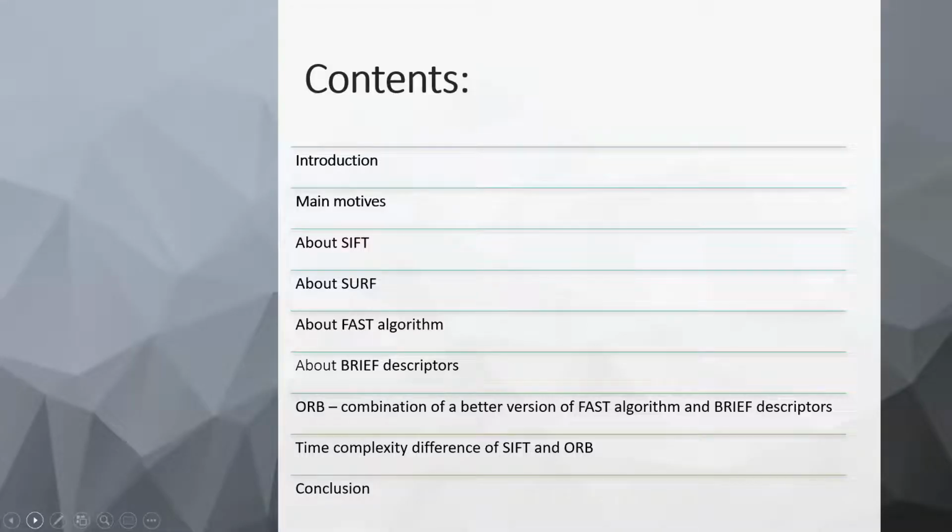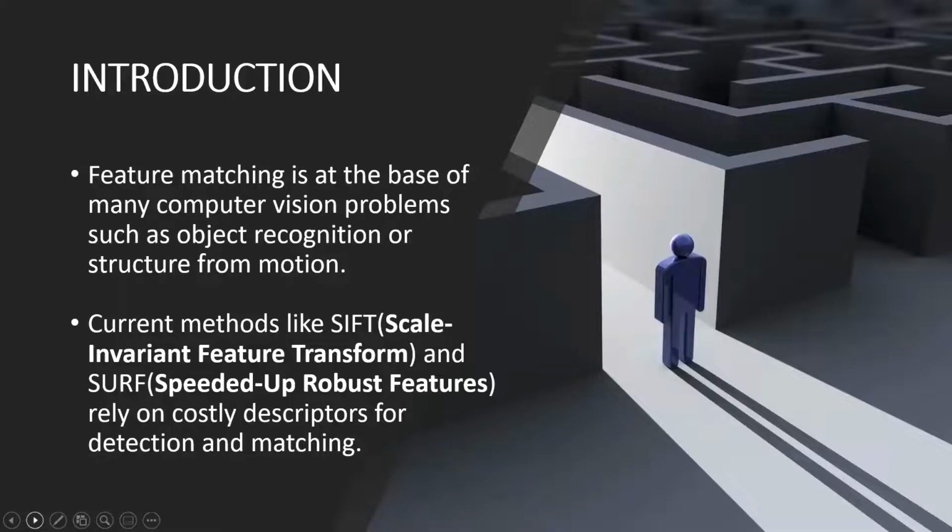This is the structure of our presentation. Firstly, we shall provide an introduction about why we need these algorithms in the first place, then the main motives of this particular paper, and we'll go into the algorithms and their advantages and disadvantages in detail, starting with SIFT, SURF, the FAST detector, and the BRIEF descriptor, and later ORB, which is a combination of developed versions of FAST and BRIEF. We'll have a quick demonstration of the time complexity difference between SIFT and ORB, and conclude the presentation.